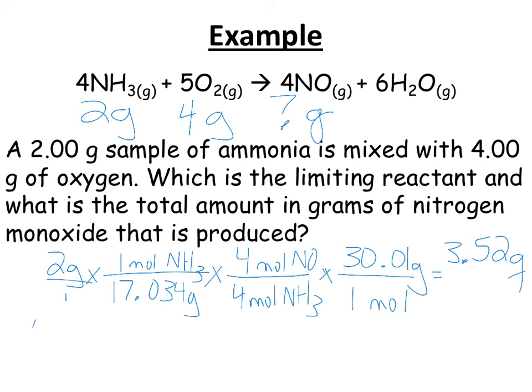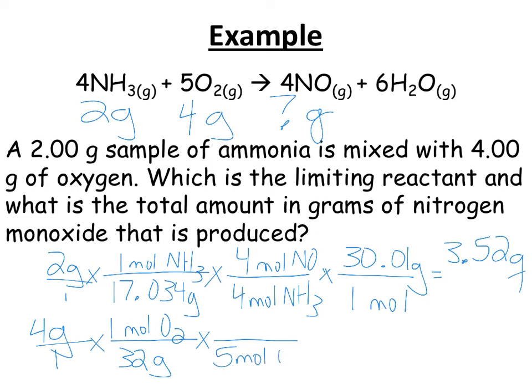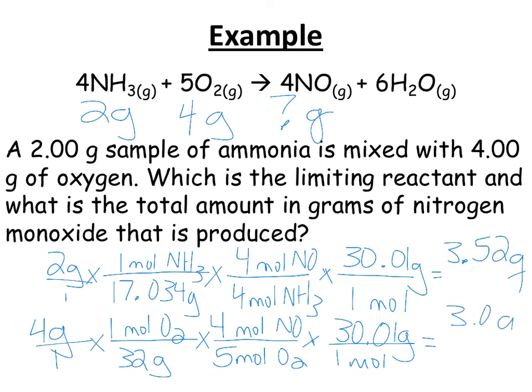Now we're going to repeat, but we're going to start with oxygen, 4 grams of oxygen. And so I'm going to take it to the mole, so molar mass of oxygen on bottom. And then my mole ratio. So my oxygen, and again, I want to convert them to the same substance, so converting them both to NO, nitrogen monoxide. So that last part should always be the same. And you get 3.0. So that's the total amount I can make.